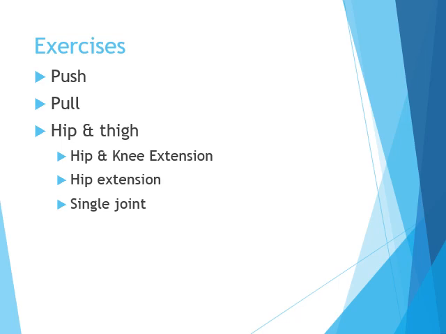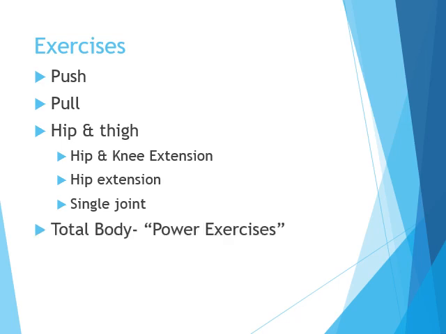So when you look at the hip and thigh, you're either doing an exercise that involves both hip and knee extension, which would be things like your squats, your lunges, your split squats, your step-ups, or your hip extension movements, which would be your deadlift variations. Now, in a conventional deadlift, you do some knee extension, but primarily you're working hip extension, and that's mostly a posterior chain movement. And then you have your single joint exercises, your leg curls and your knee extensions.